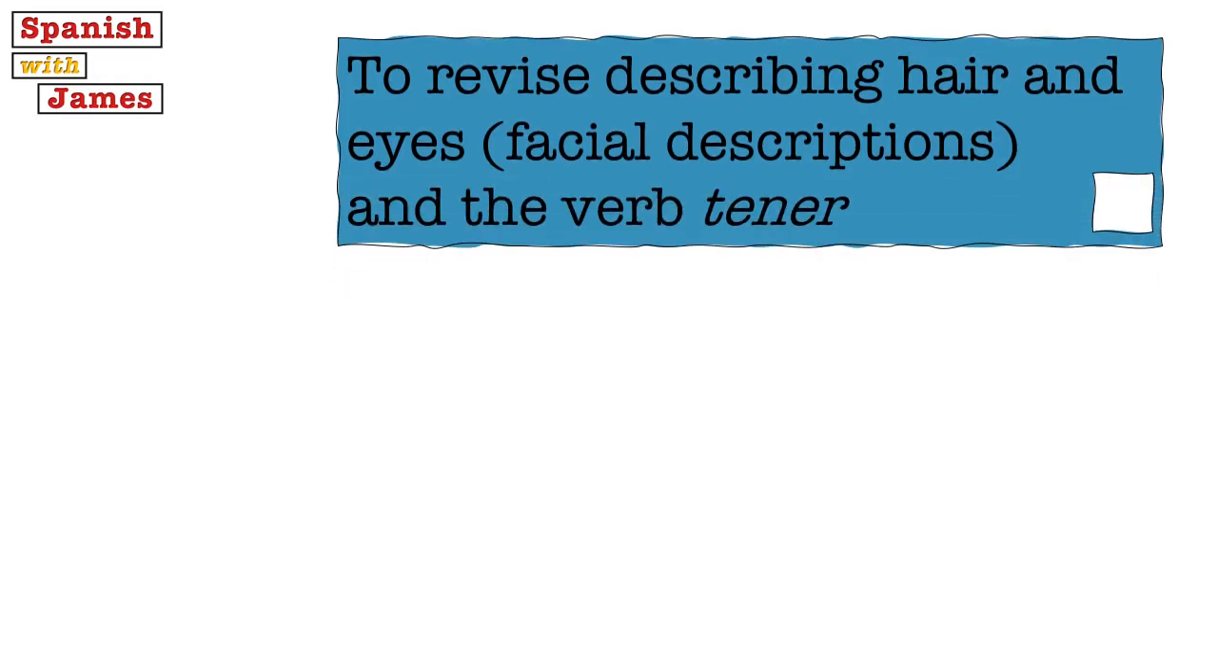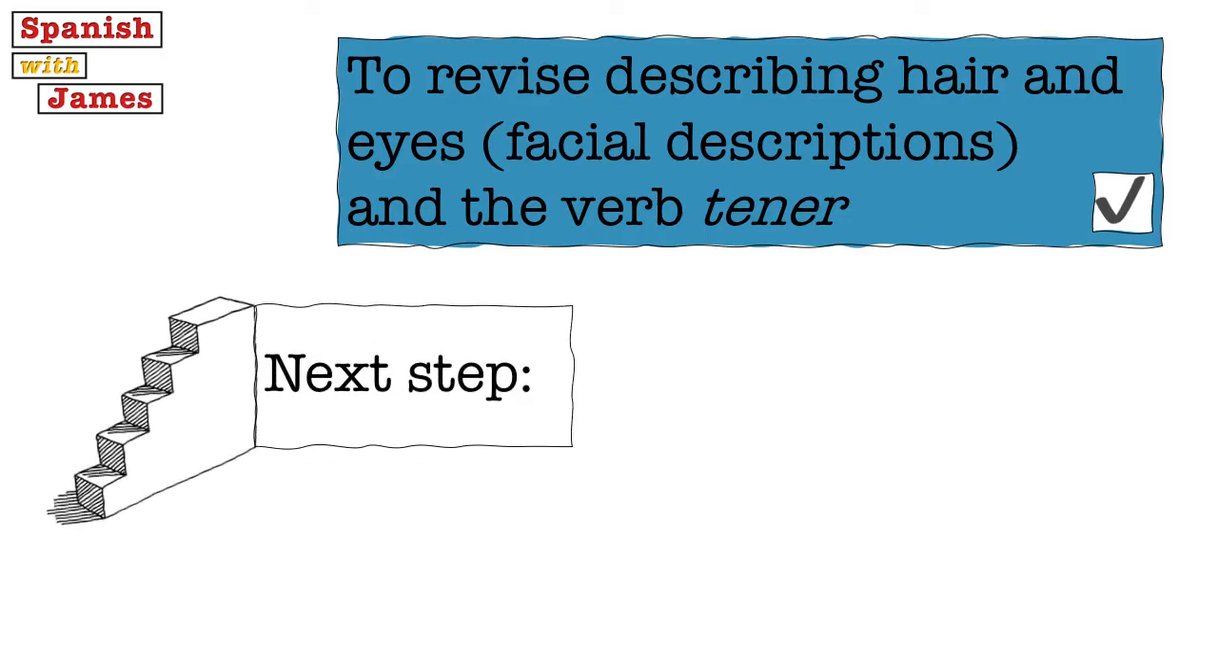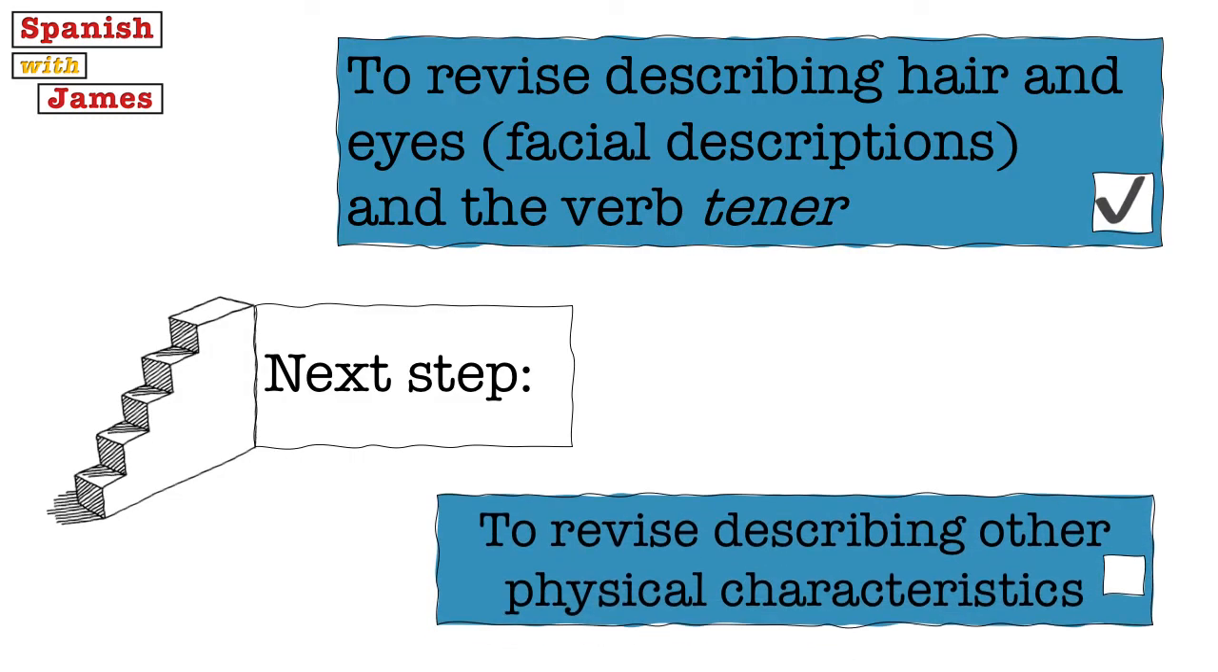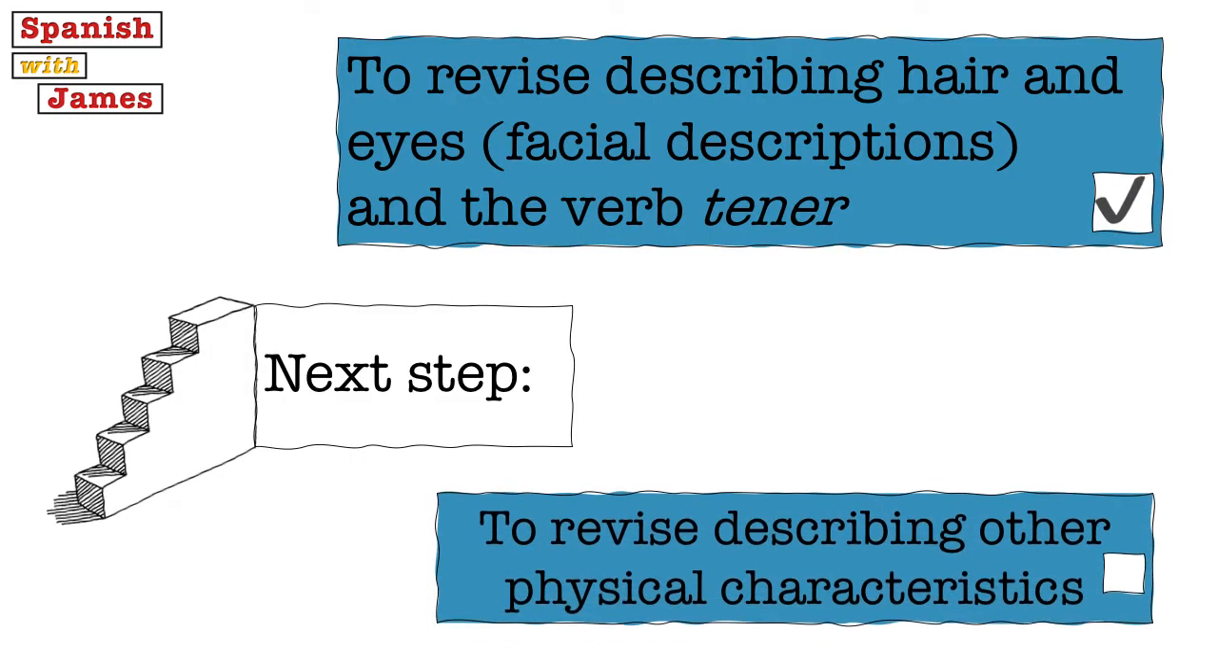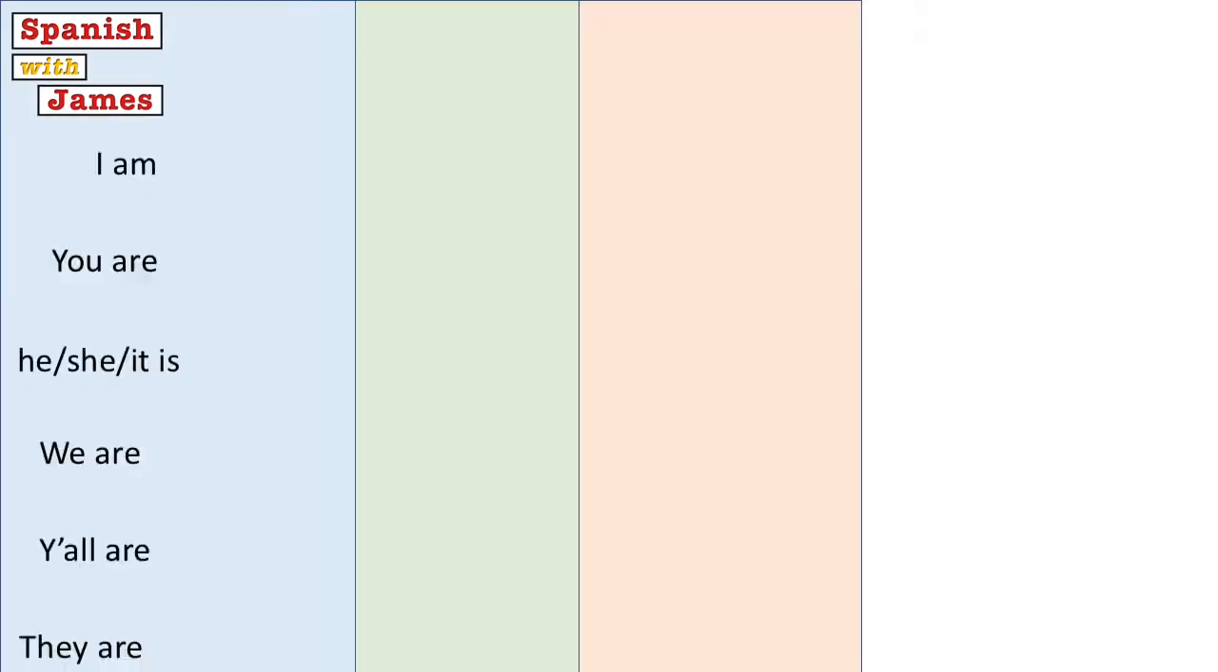Okay, so we've already ticked off a few different learning objectives. We've revised how to describe hair and eyes, or facial descriptions, and we've had a look at the verb tener in its 6 forms with a special focus on the he, she, it form and the they form. The next step is to revise describing other physical characteristics. So when we're talking about being tall, short, fat, thin, we use a different verb. We don't say I have tall, we say I am, the same as in English.